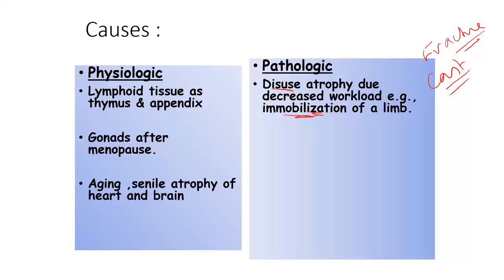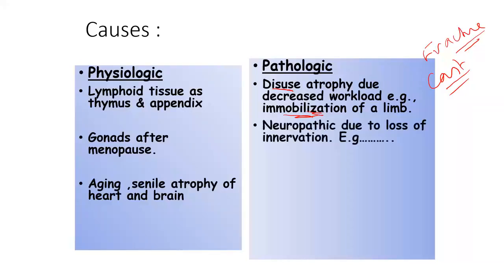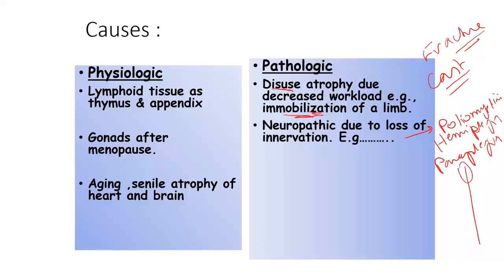We have neuropathic atrophy due to loss of innervation, as in cases of poliomyelitis, شلل الأطفال, hemiplegia or paraplegia, اللي هو الشلل النصفي. Hemiplegia occurs in half of the body like that. This part is paralyzed, or paraplegia occurs in the lower limbs only, like that.